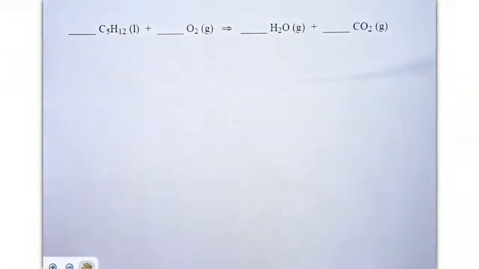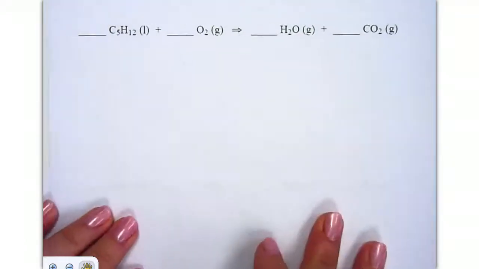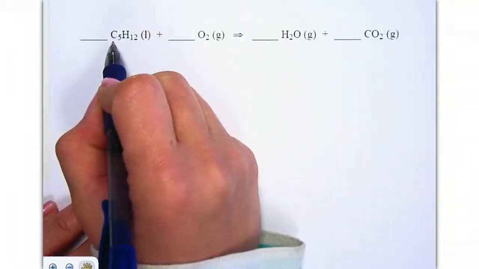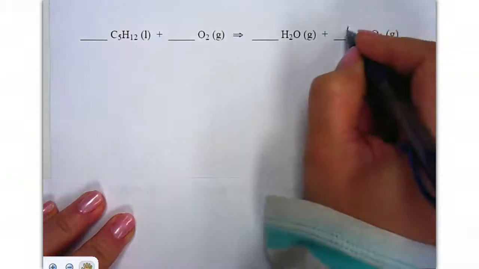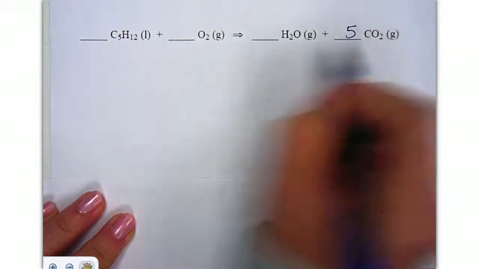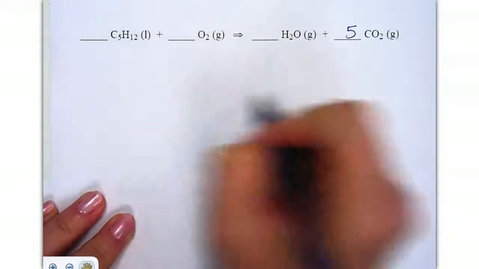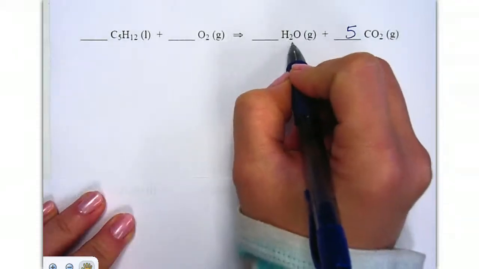Okay, now we're going to get into a few combustion reactions, and we'll find out in later segments how to tell when these are combustion reactions. So we have 5 carbons on the left, 1 carbon on the right, so I'll put a 5 in front of carbon. Now I have 5 and 5. I have 12 hydrogens on the left, and I have 2 hydrogens on the right.